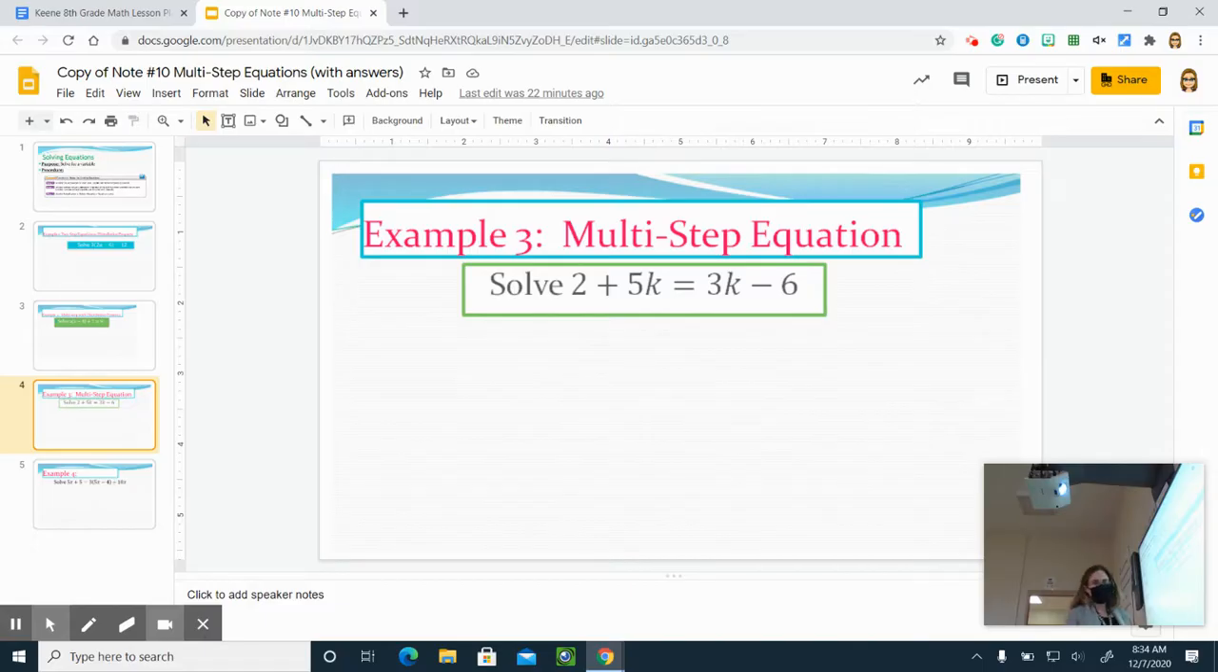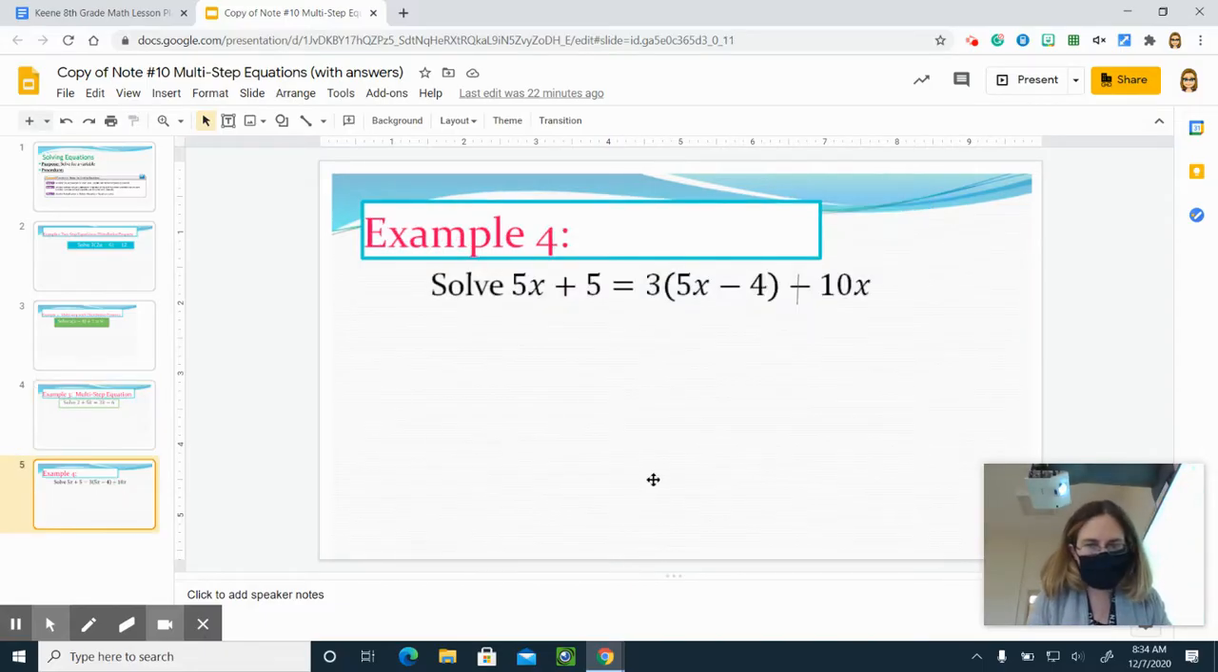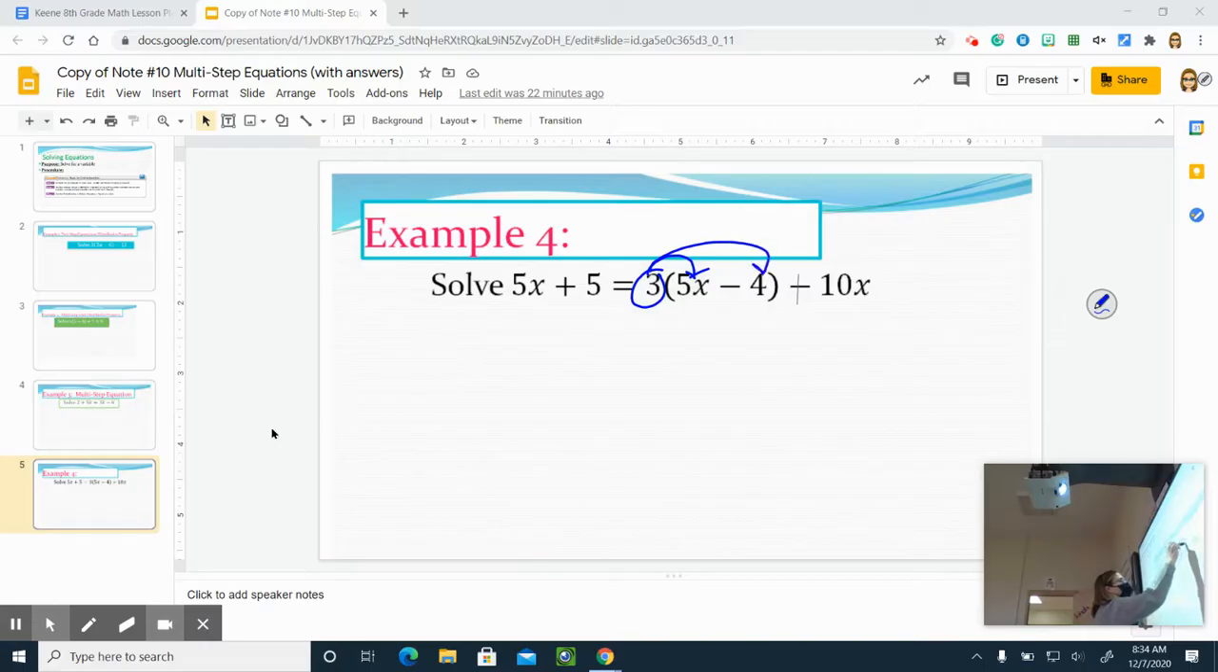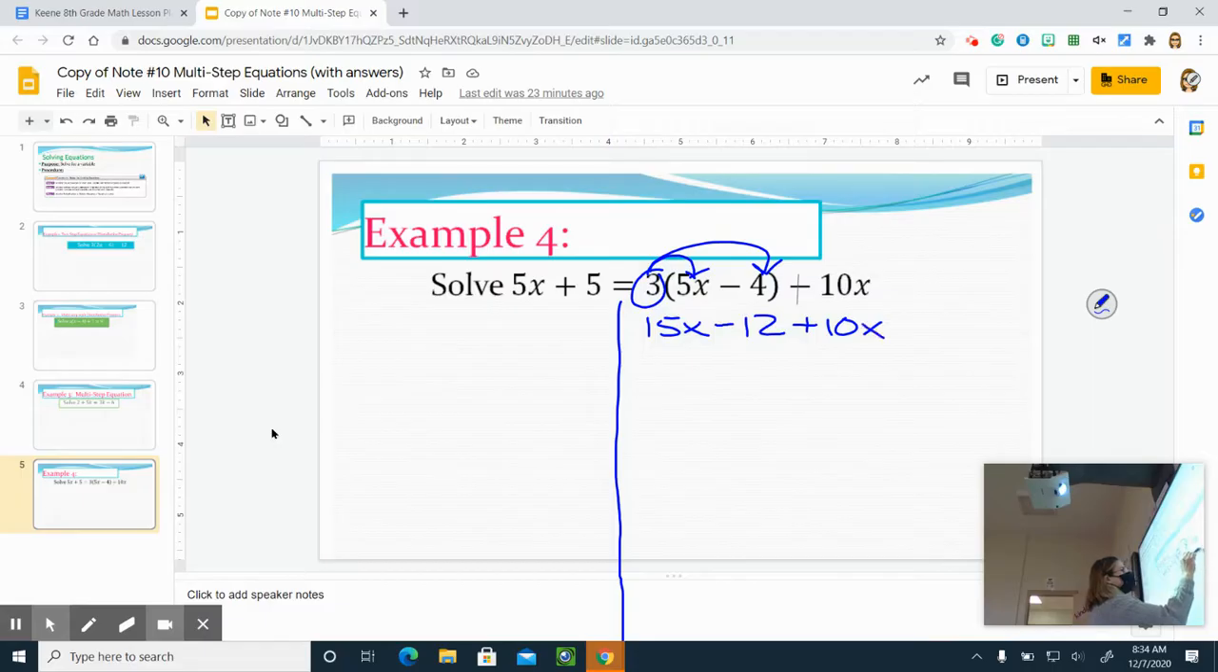All right, so we need to take care of that distributive property first. So we're going to multiply our 3 in our distributive property. So 3 times 5 is 15x. 3 times -4 is -12. This is a plus, so it's going to be plus 10x. I haven't done anything with it, so I'm just bringing it down. I didn't do anything with the left, so I'm just going to write it the way it is. All right, so my first step was take care of that distributive property.